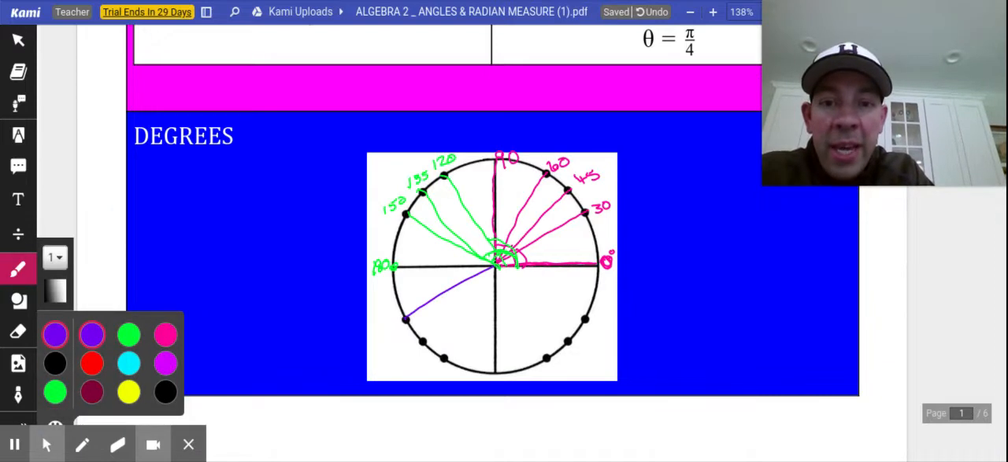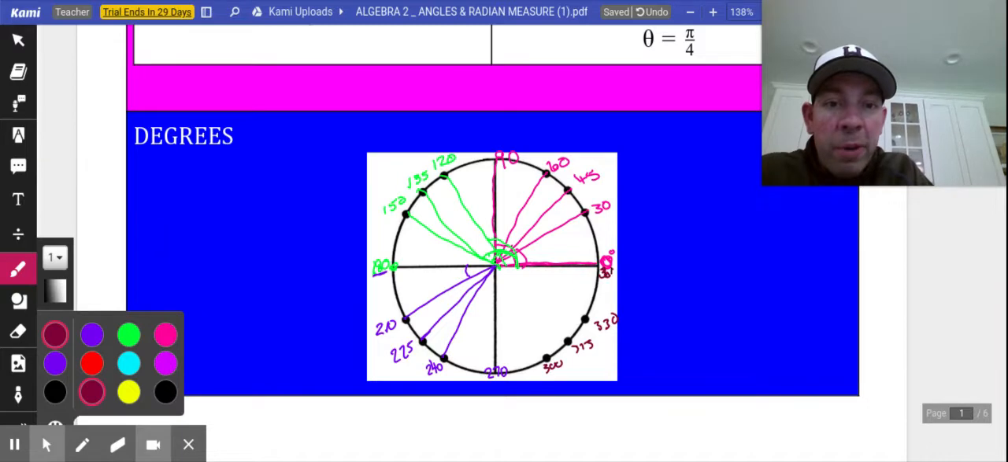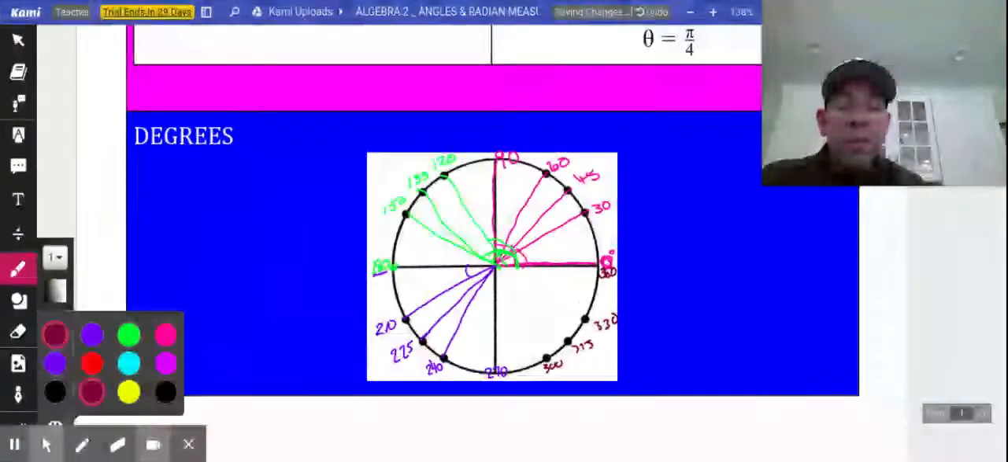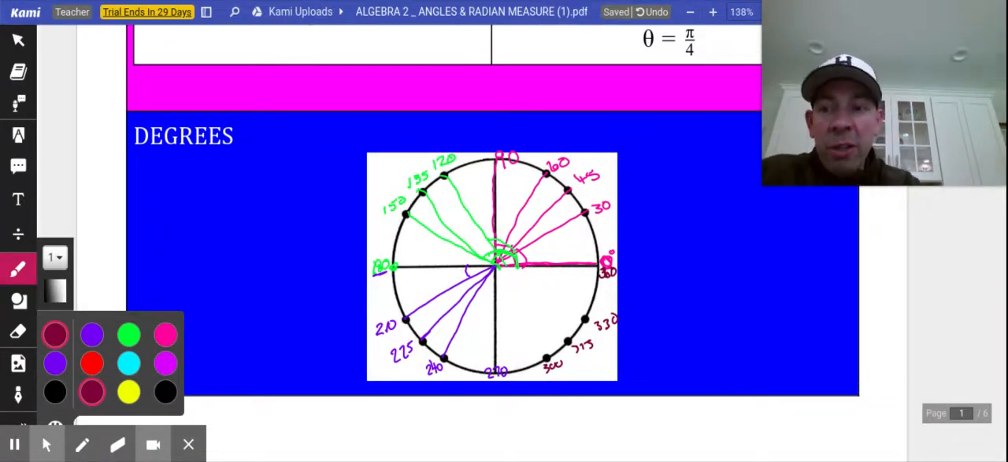Let's see if we keep going here. We've got 210, 225, 240. So we got 210 because you're taking the 180 and adding an extra 30 degrees to it. We said we've got that 225, we've got the 240, and we get down here to 270. Then we'll finish it up here with 300, 315, and 330. And when we get back to the beginning, we're at a full revolution of 360. So those are the really popular big angles we're going to talk about.